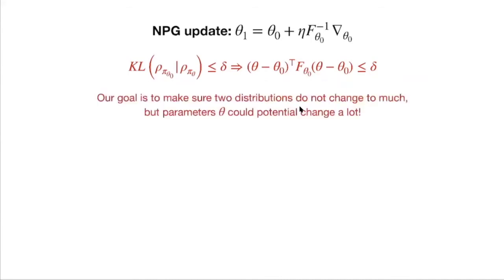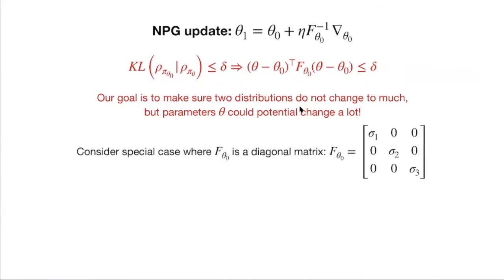All right, so our goal here is actually to make sure the two distributions between the two policies do not change too much. That was our goal, right? That's what we did in CPI as well. But that doesn't mean that the parameter theta cannot change too much. Making a small change on parameter theta ensures that the two distributions resulting from the two policies won't change that much, but not vice versa. I could still make very big changes on theta, but the difference between two distributions potentially could be small.